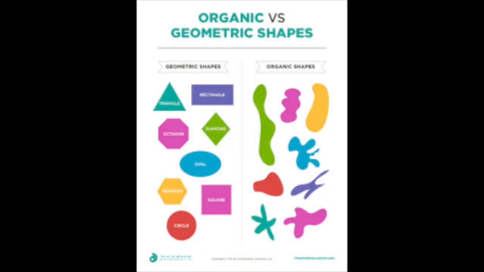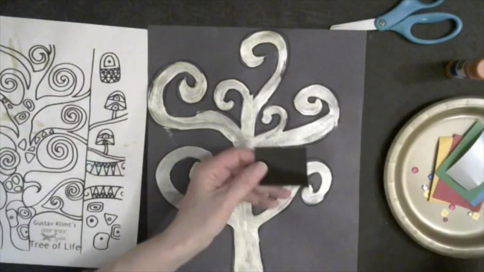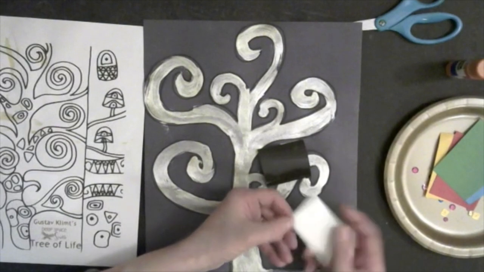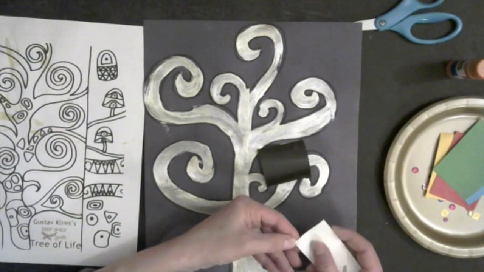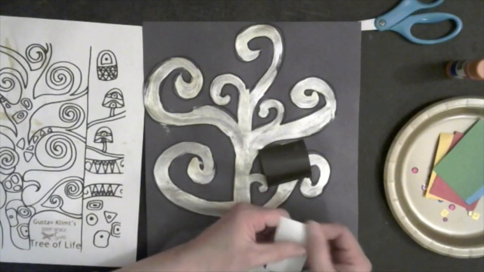And then using organic and geometric shapes, we're going to be taking our pieces of scrap paper, starting with our sticker paper, and you'll notice that you can peel off the back, so these will be able to just be stuck directly onto your tree. The other paper you'll be having to glue down.